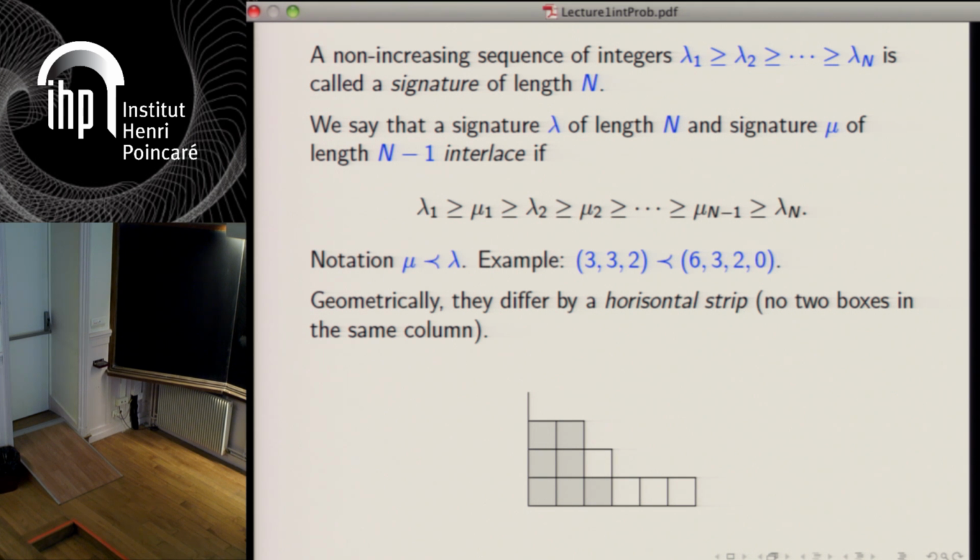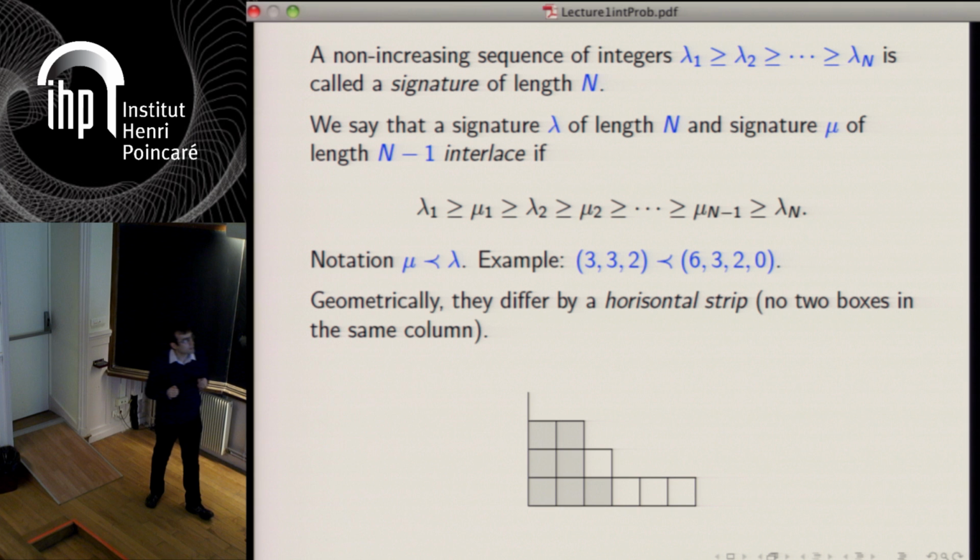So one of the notions that we will encounter in each lecture will be the notion of a signature of length n. This is just a collection of a non-increasing sequence of integers, lambda 1, lambda 2, up to lambda n. So we have n integers, and for some reason we call it a signature.